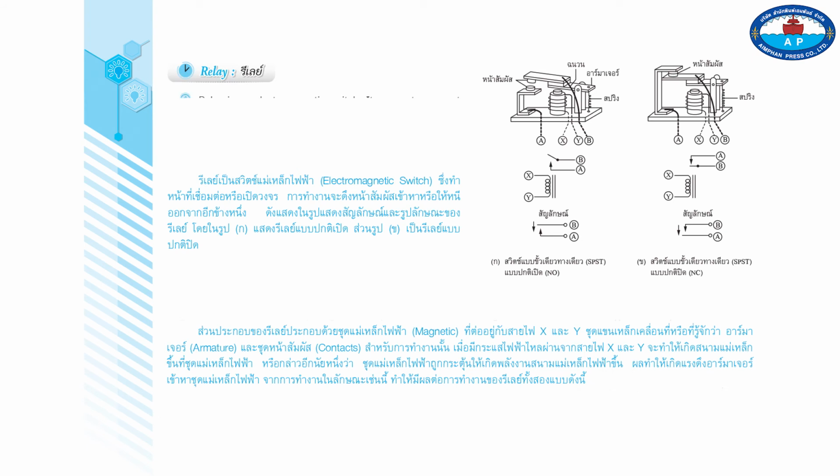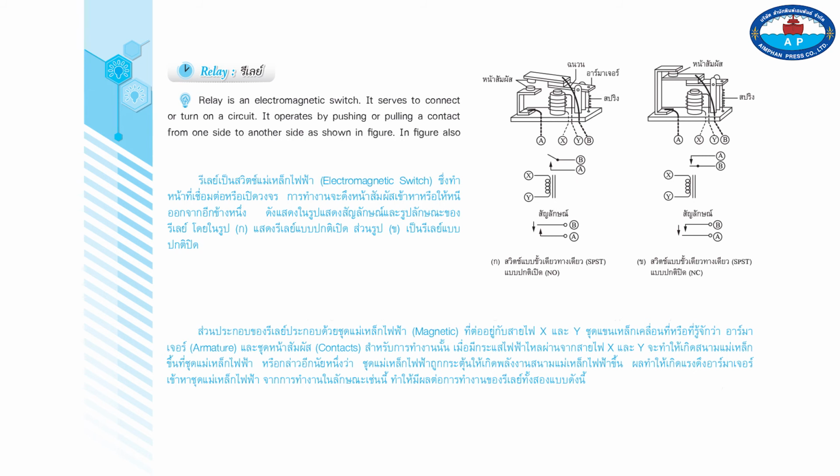Relay. A relay is an electromagnetic switch. It serves to connect or turn on a circuit. It operates by pushing or pulling a contact from one side to another, as shown in the figure. The figure also shows the symbols and types of relay. The figure shows a normally open relay, NO, and a normally closed relay, NC.